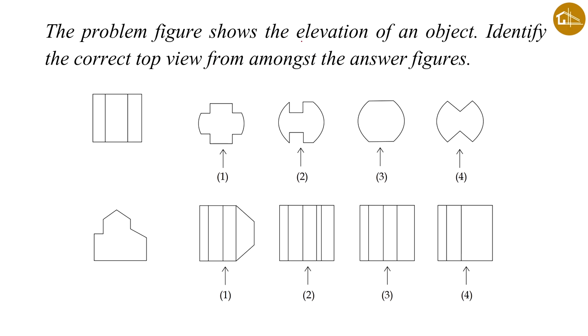So we have been given the elevation. We have to find the top view. So these all are the top view. When you see these from this direction, you will see something like this. This is the elevation. Okay. So if you are seeing from here, what you will see, this will be something like this if you draw them. Okay. So this is absolutely not, because there are so many lines.